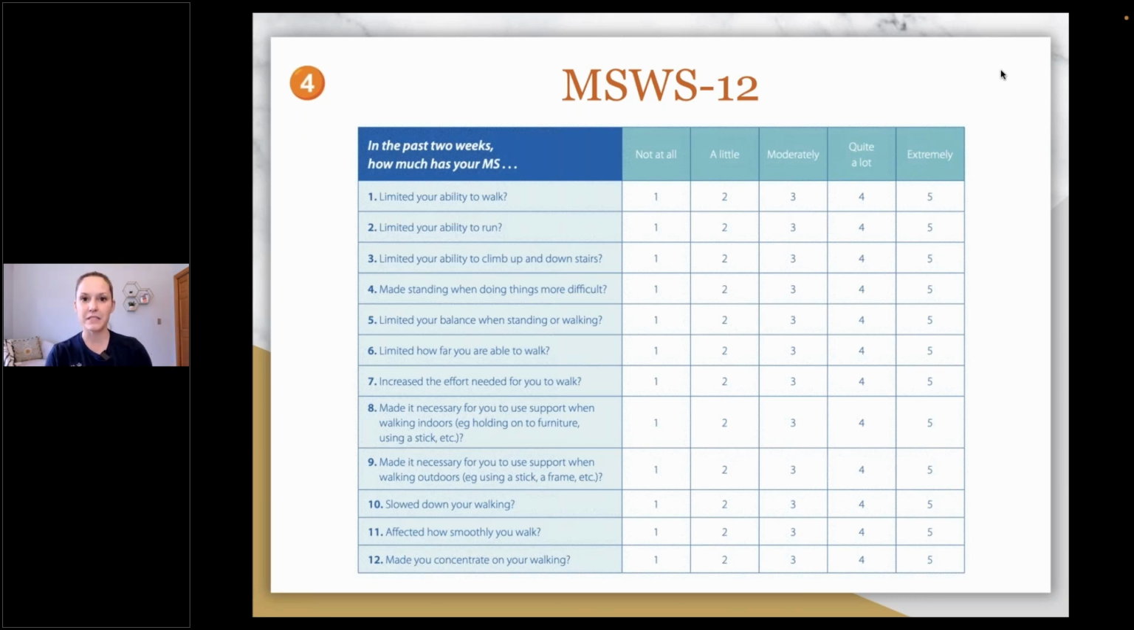Same with the modified fatigue impact scale. So keep that in mind as you're doing these tests at home if you are someone who does use a mobility aid or AFO, ankle brace, electrical stimulation, anything.